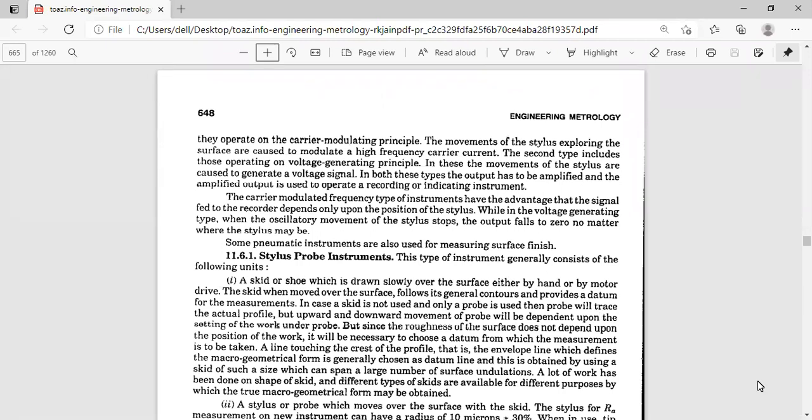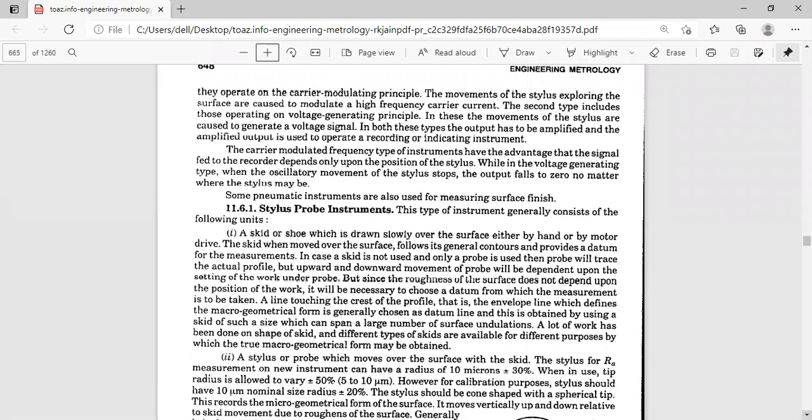So in the stylus probe instruments, already I told you the skid or a shoe will be drawn over the surface, not by hand, because nowadays we are using a synchronous motor drive or a motor drive, and the skid will be moving over the surface. Already I told you how the skid will be. It will be in the form of a crescent moon.